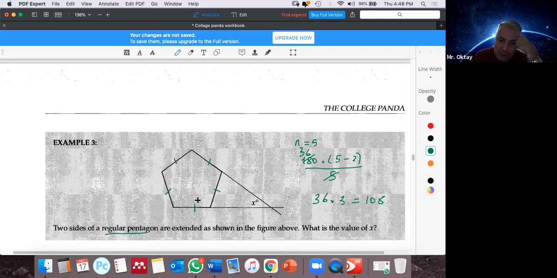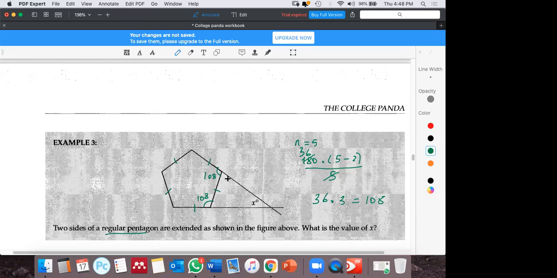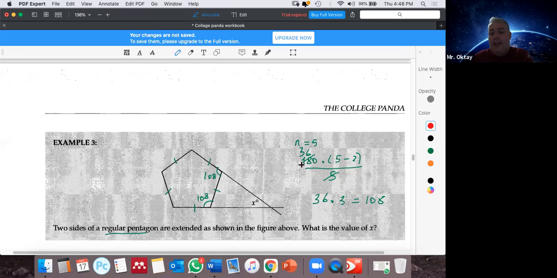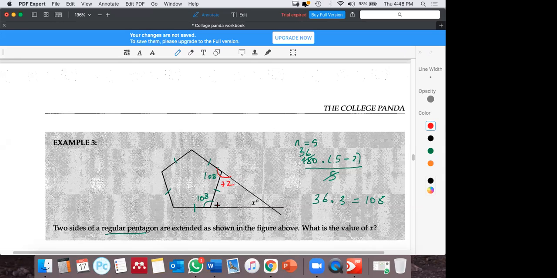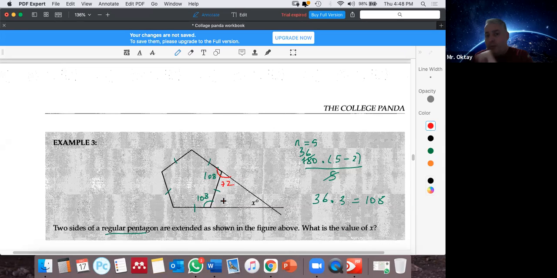Let me write it here, maybe better. 108. This is also 108. Okay. And then what is x? So how can I find x? I know that this is 180. If this is 108, 72 left. Yeah, it's the exterior angle, 72. You are very well. You see that this is an exterior angle, so no need to write 72. Exterior angle equals the sum of two interiors. That's it.